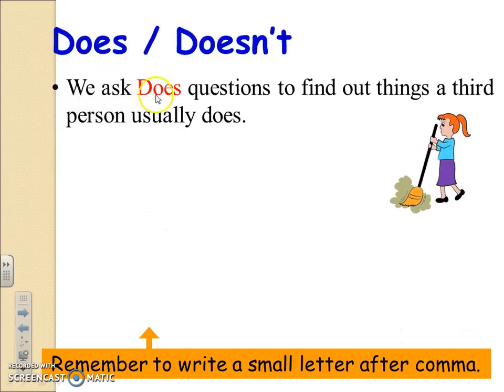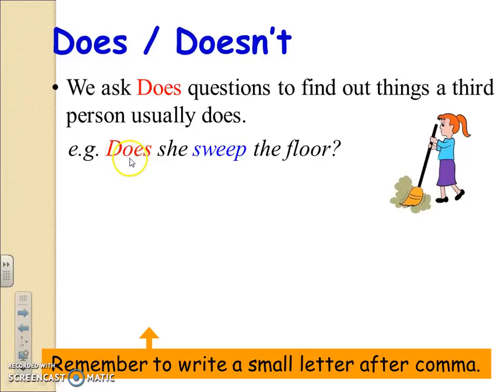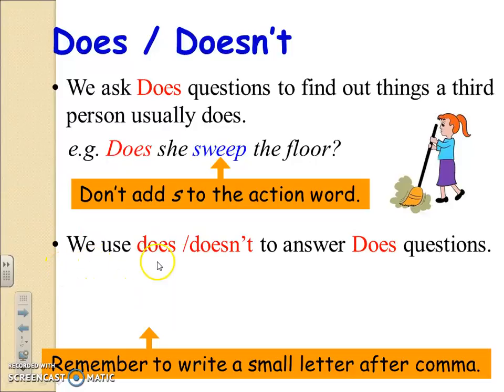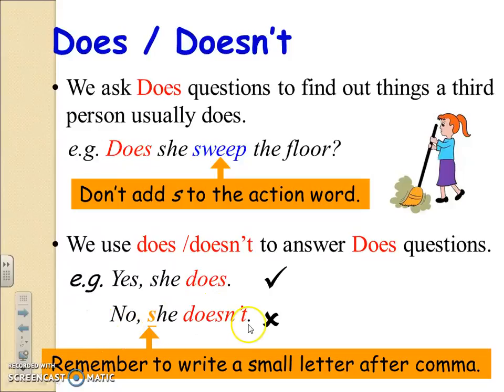So we ask does questions to find out things about a third person, what they usually do. For example, does she sweep the floor? Look, you don't need to add s to the action word. Just, does she sweep the floor? No need for s here. So we use does or doesn't to answer questions that begin with does. For example, yes, she does, and no, she doesn't.